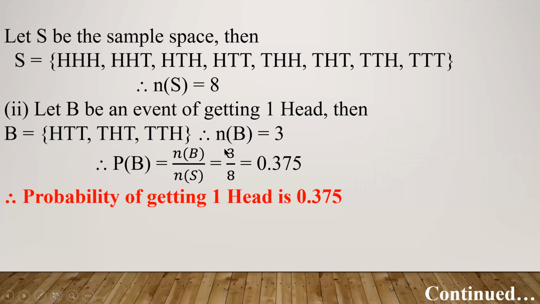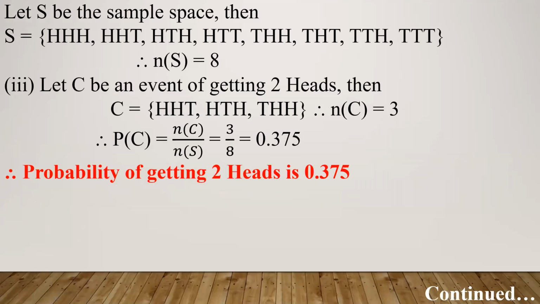What is the probability? 3 upon 8. When you divide 3 by 8, you get this. Therefore, when you toss 3 coins together, the chance or the probability of getting one head is 0.375. Let us go for the next problem.